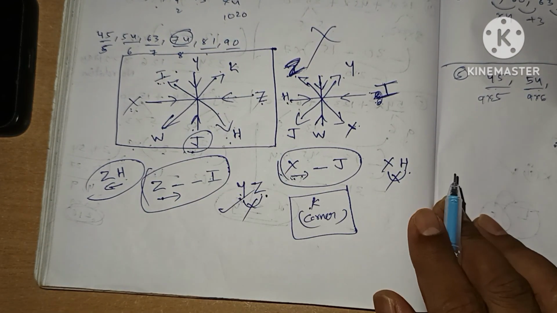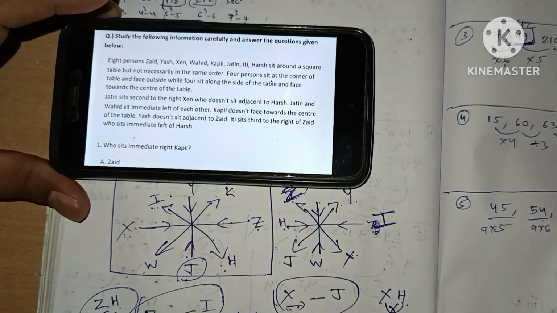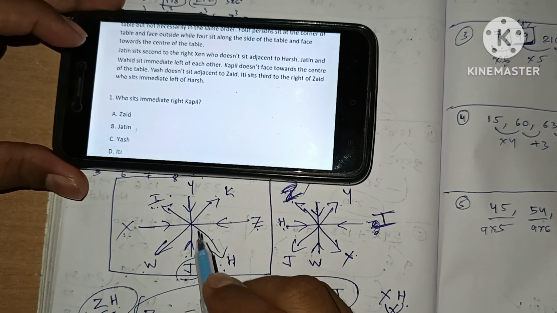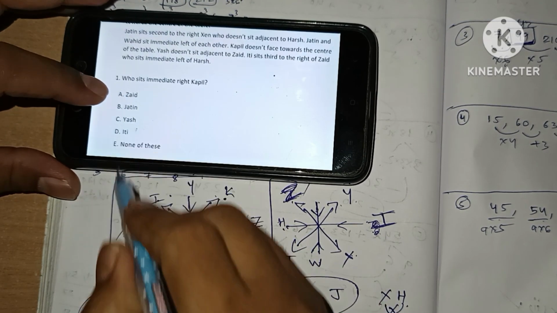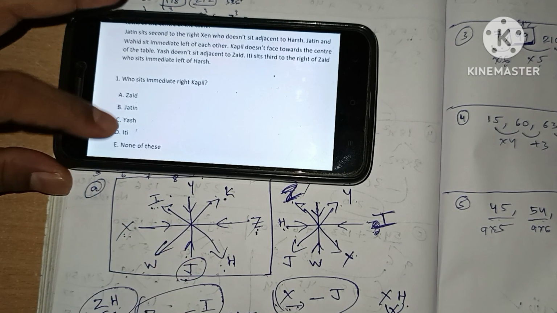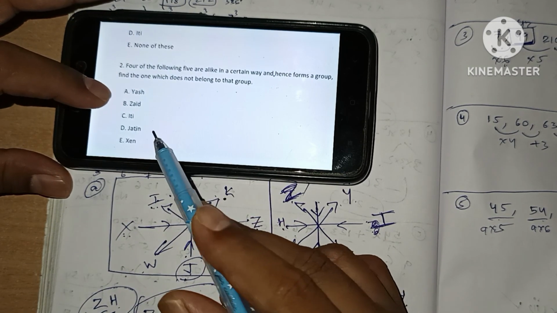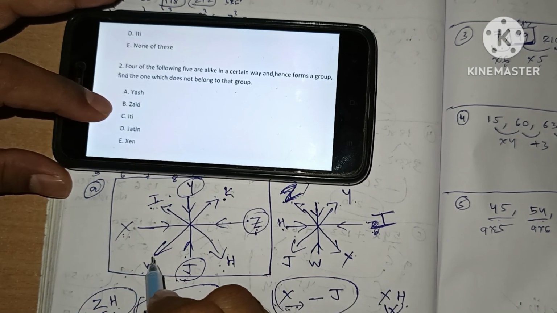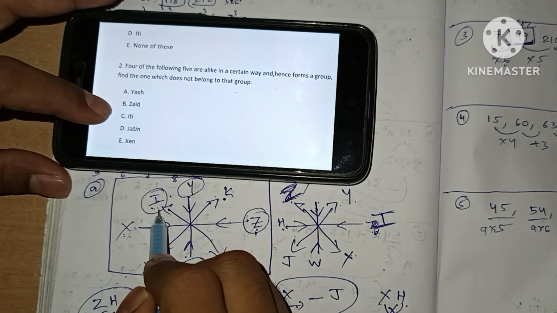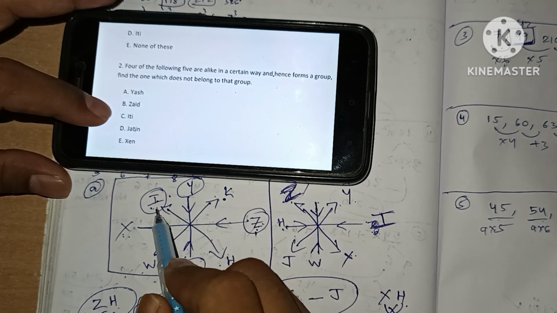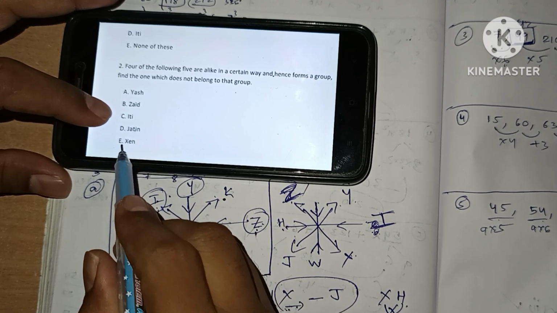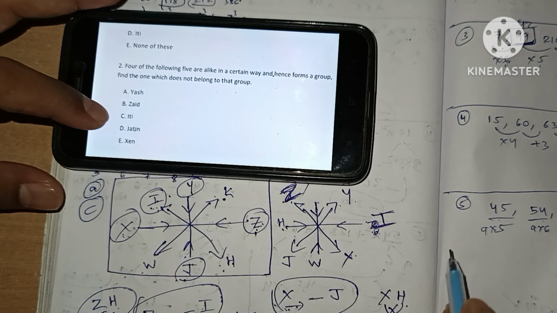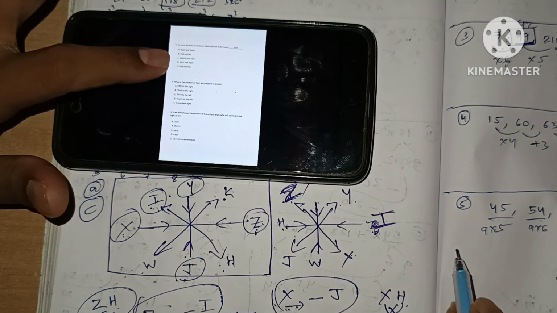Answer for our puzzle. Let's see the questions asked. Who sits immediate right of Kapil? Immediate right of Kapil is Jaid. Option A is our answer. Second question. 4 of the 5 are alike, so find the odd one out. Jaid, Iti. Iti is the wrong one because these are middle persons and this is corner. Jatin is also a middle one and Zen is a middle one. Iti is our answer. C is the wrong one. So answer is C.